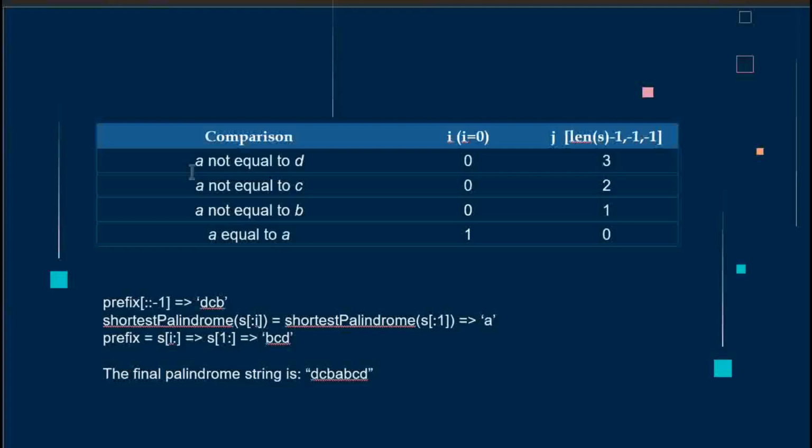The next is the final concatenation process. The first part gives the string DCB, and the second part gives the string A, and the last part gives the string BCD, which combine together to give a palindromic string DCBABCD.